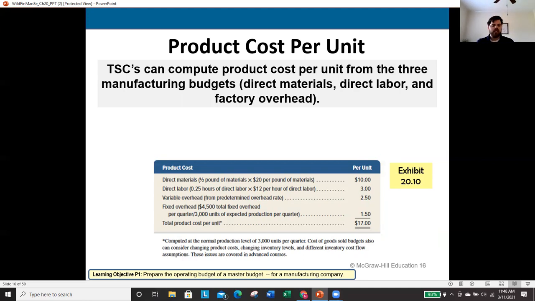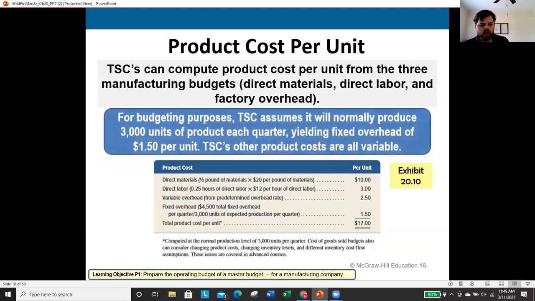So we'll notice that in each case, I will go back to my direct materials budget, and I will see that I needed 1/2 pound of direct materials per unit, and I was paying $20 per pound. That is $10. For direct labor, I was paying $12 per hour. I needed 15 minutes of direct labor, or 1/4 hour per unit. That is $3. We see that my variable overhead was $2.50 coming through there. And of course, my fixed overhead was the $4,500 divided by the 3,000 units of expected production each quarter for $1.50, giving me total product cost per unit of $17.